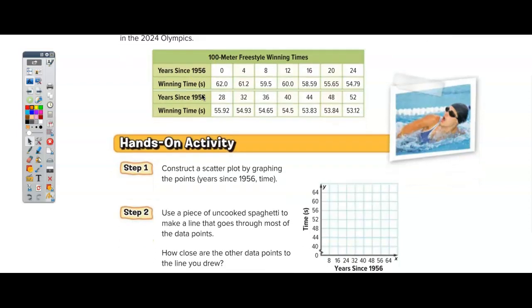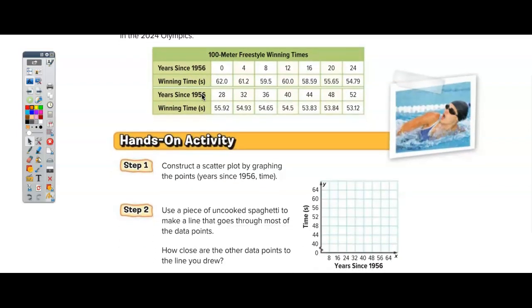So now let's go on to our hands-on activity. The first thing we have to do is to construct a scatter plot by graphing the points years since 1956, time. So remember, when we are graphing, the first one is always our x, y, which means years since 1956 is our x. So these in our table are our x's, and then the time is going to be the y. So these are coordinate points, these are coordinate points, and so on. And then this is just another row of coordinate points to continue the data.